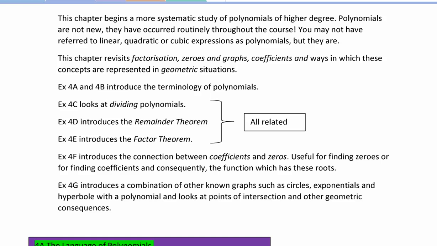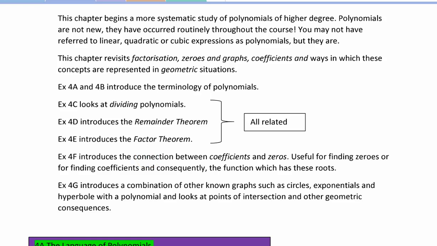This very first exercise looks at defining terms. We won't get too bogged down in that. It's only that you certainly won't be asked for the definition of a term. But if you came across a particular word in a question, you'd need to understand what the term was referring to. So that's what we'll cover in exercises 4A and B. For C, D and E, we look at working with polynomials. Now, we'll be dividing them. We'll look at this thing called the remainder theorem and the factor theorem.